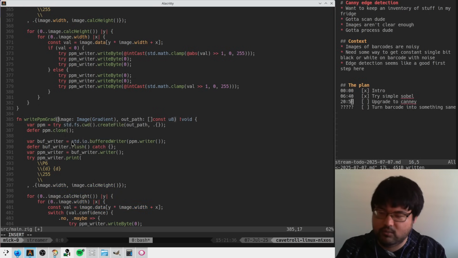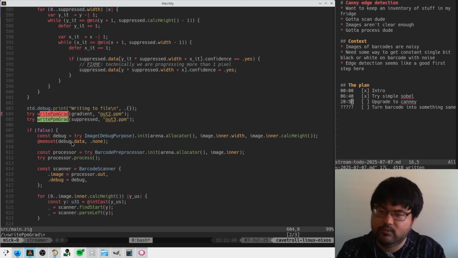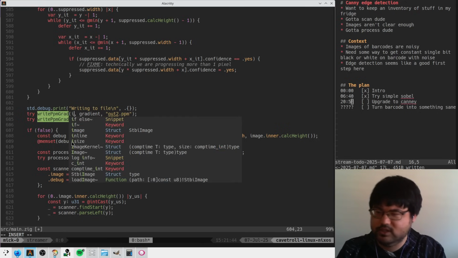So let's just take the original. This is just image inner.